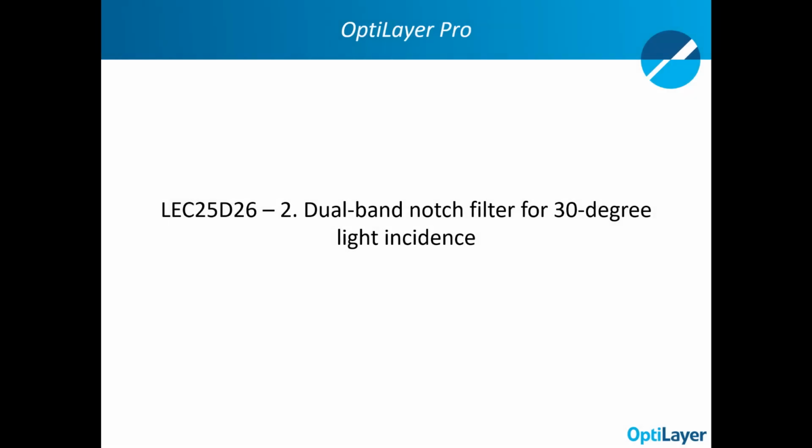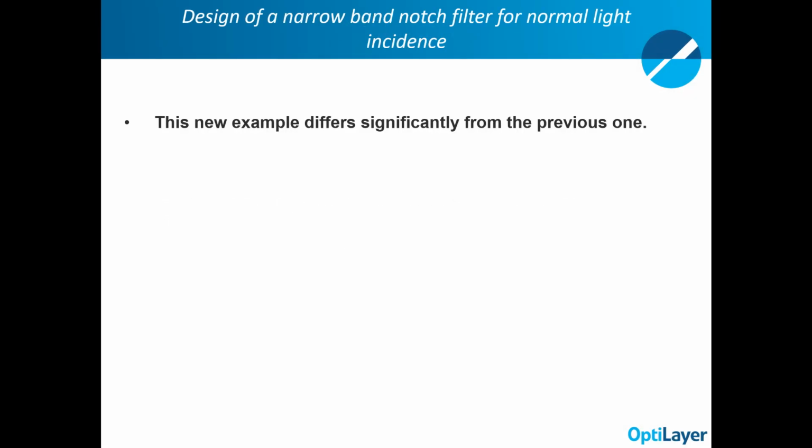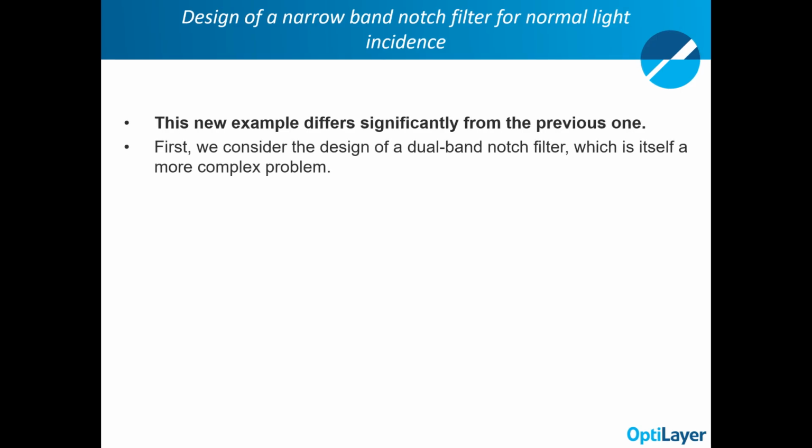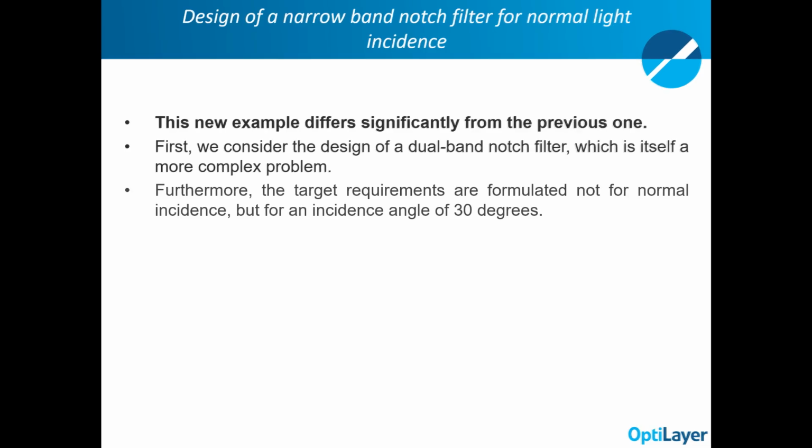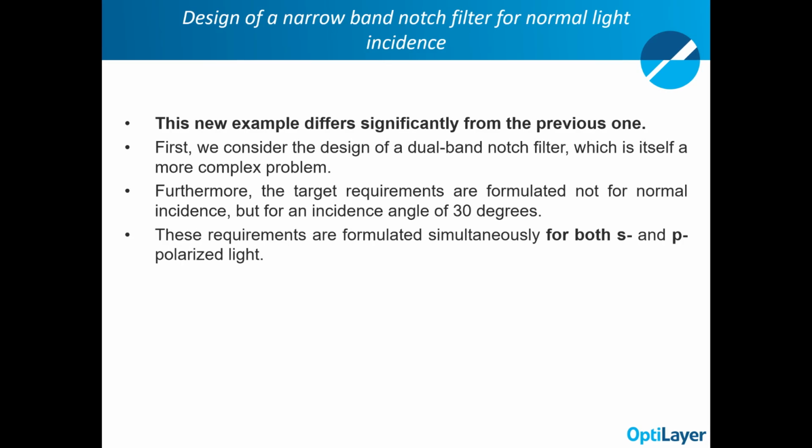This new example differs significantly from the previous one. First, we consider the design of a dual-band notch filter, which is itself a more complex problem. Furthermore, the target requirements are formulated not for normal incidence, but for an incidence angle of 30 degrees. These requirements are formulated simultaneously for both S and P polarized light.